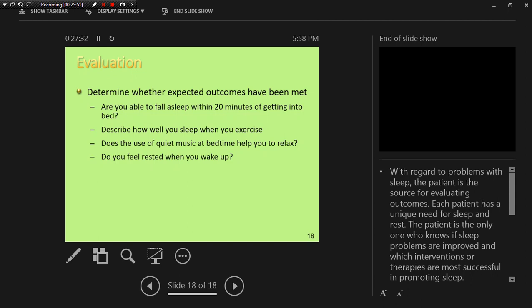Describe how well you sleep when you exercise through the day. Does it help? Do quiet music at night, a fan, relaxation techniques before you go to bed help you relax? And then most importantly, how are you functioning through the day? Do you feel rested when you wake up?